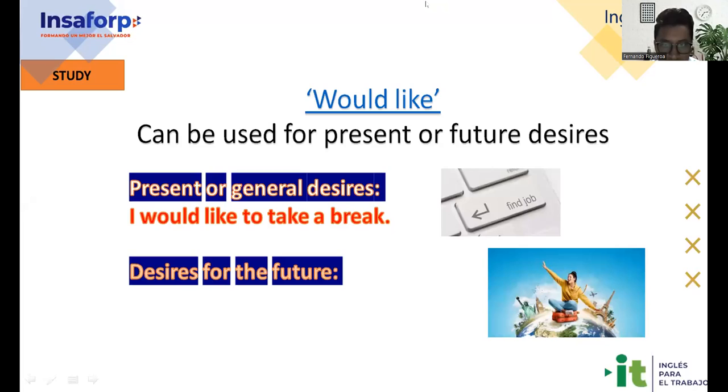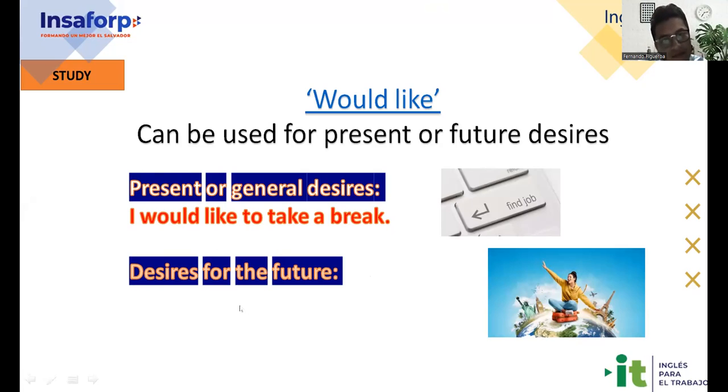Ok, estuvimos estudiando este verbo semimodal y lo estudiamos para hablar del presente o del futuro, para hablar de deseo. Por ejemplo, me gustaría tomar un descanso. Eso sería el presente. ¿Qué te gustaría hacer ahorita? I would like to eat. I would like to rest. Ajá, I would like to sleep.